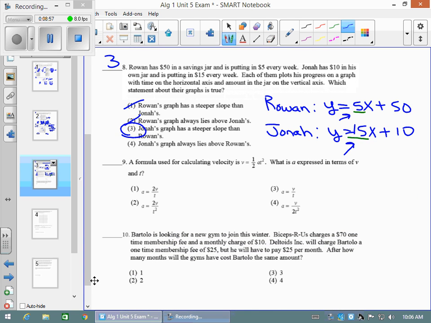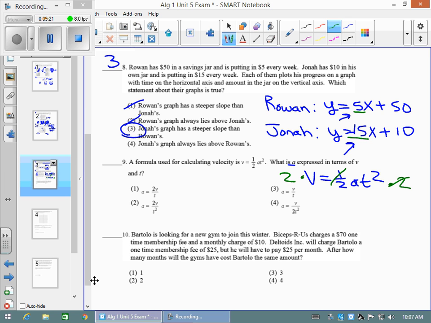Taking a look at 9, v equals 1/2 at squared. You're trying to solve for a, and that is expressed in terms of v and t. So what that means is your answer is going to have a v and a t in it, but you're trying to get the a by itself. So the first thing I would do would be to try to get rid of this coefficient of 1/2. If you multiplied by the reciprocal of 1/2, which is 2, that would cancel out on the right-hand side of the equation.